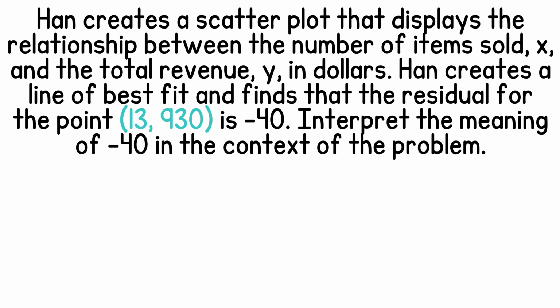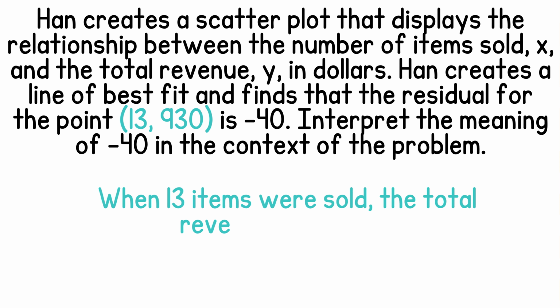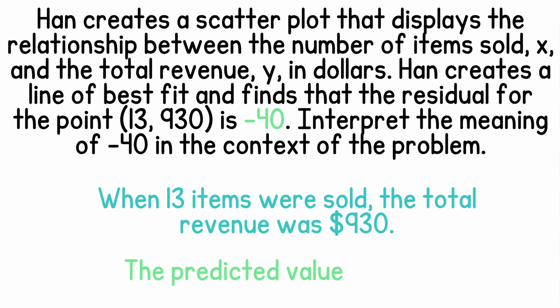Let's start by looking at the point they gave us. So we have (13, 930). Since X represents the number of items sold and Y represents the total revenue, then this tells us that when 13 items were sold, the total revenue was $930. Now let's look at the residual of negative 40. This says that our actual value was negative 40 units off. So the predicted value must have been $970.